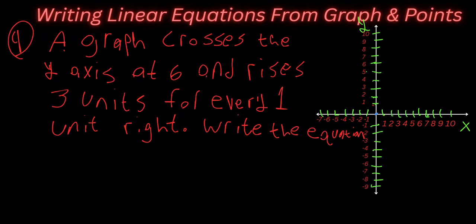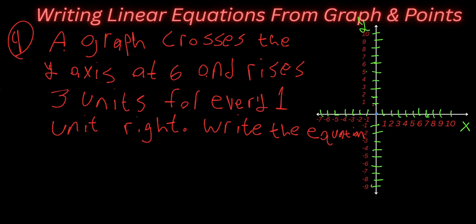All right, we're given our 4th practice problem here, and it's a word problem. So you're going to have to connect the abstract with the words. A graph crosses the y-axis at 6 and rises 3 units for every 1 unit right. Write the equation in slope-intercept form. So this gave you an opportunity to take words and turn it into an equation. So let's do the same here. So I'll solve it in blue.